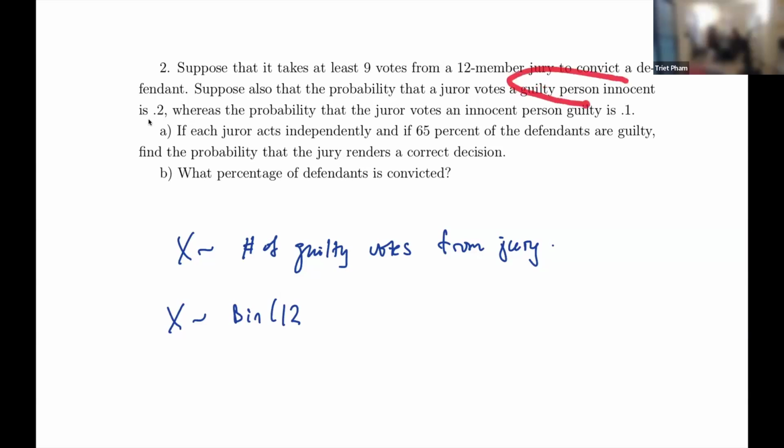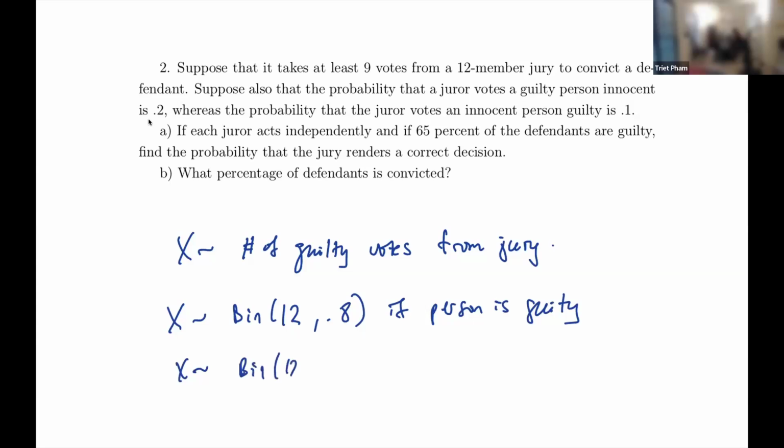So a vote for a guilty person innocent, that's a non-guilty vote. So I think if we want guilty, then it should be 0.8 if the person is guilty. And it will be 0.1 if a person is not guilty, right? Any question on this?